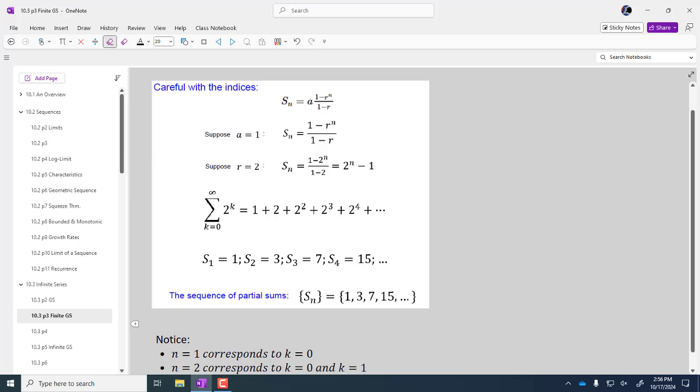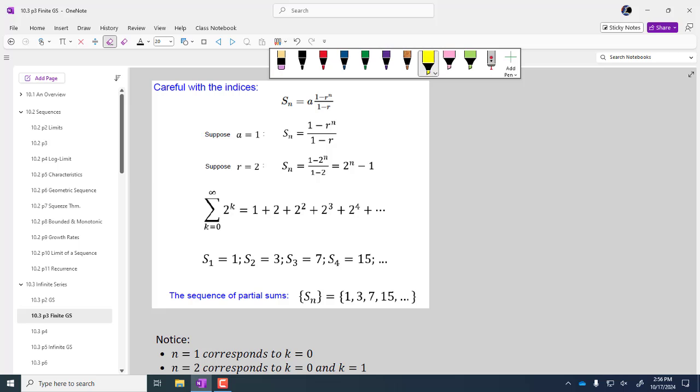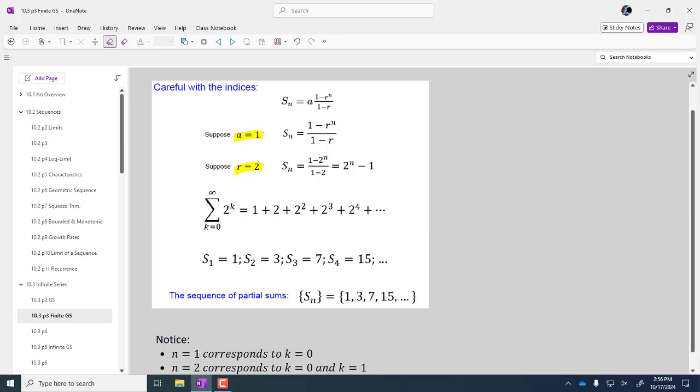One thing to be careful with are these indices. Let's just look at a specific example. Here we've got an S sub n, and I just picked A to be 1 and R to be 2. So this is the simplified form of S sub n. Now, does this infinite geometric series converge or diverge? If R is 2, it's going to diverge, right? R has to be less than 1 in magnitude in order for convergence. So we know that the infinite series will diverge. But regardless, this is what S sub n looks like. You can also see right there that it's going to diverge: 2 to the n as n goes to infinity is approaching infinity.